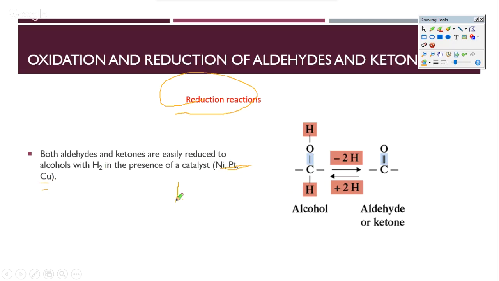You can also reduce it with LiAlH4. Okay, that also is possible. So obviously, when aldehydes or ketones are reduced, you will end up getting alcohols. So simply, you will get a hydrogen here, and you will get another hydrogen here. So an aldehyde or ketone is reduced with these.